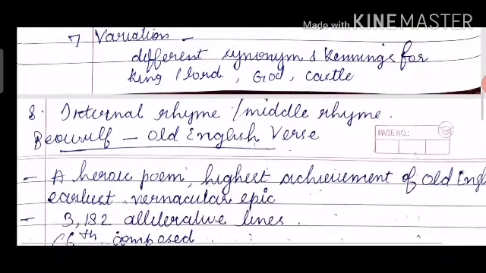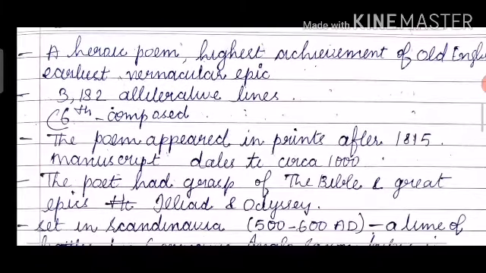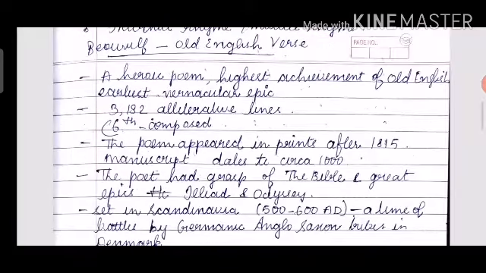Now let us see Beowulf as Old English verse. It is a heroic poem and it is the highest achievement of all Old English literature. It is also the earliest vernacular epic. Beowulf consists of 3,182 alliterative lines. It was composed in the 6th century. The poem appeared in print after 1815 and the manuscript dates to circa 1000.